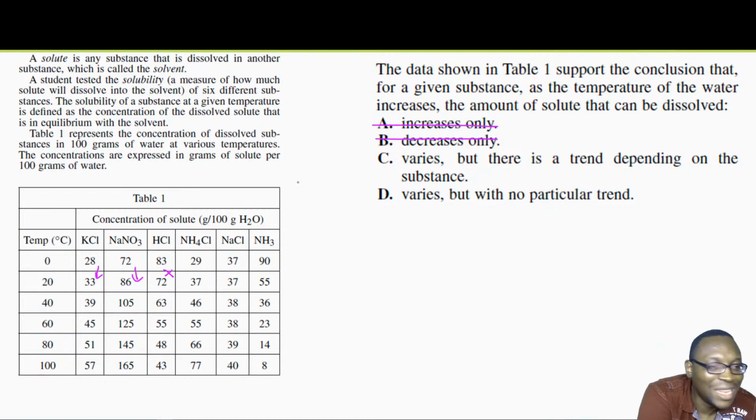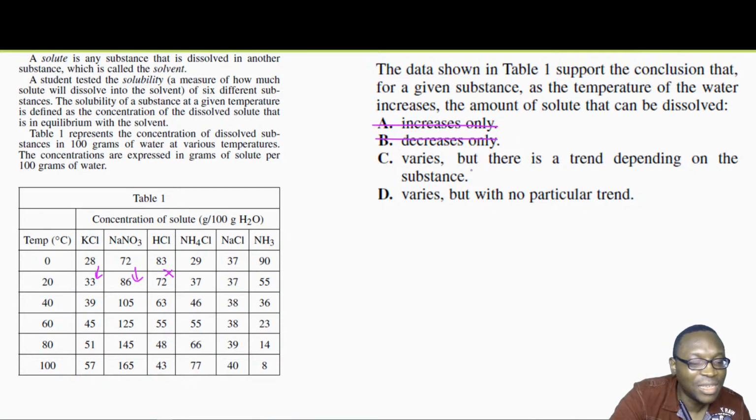Now we're going to look at the next, C. It says varies, but there is a trend depending on the substance. What this means is that it may increase or decrease, but for each of these substances, they have a specific way that things are going. So if you look at KCl, for example, you can see that as your temperature increases, your concentration also increases. You look at NaNO3, as your temperature increases, your concentration generally increases. Now you look at HCl, as your temperature increases, what happens?